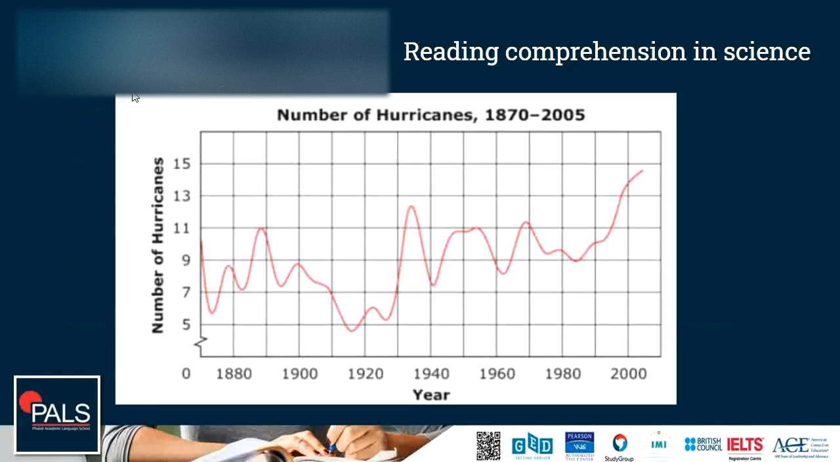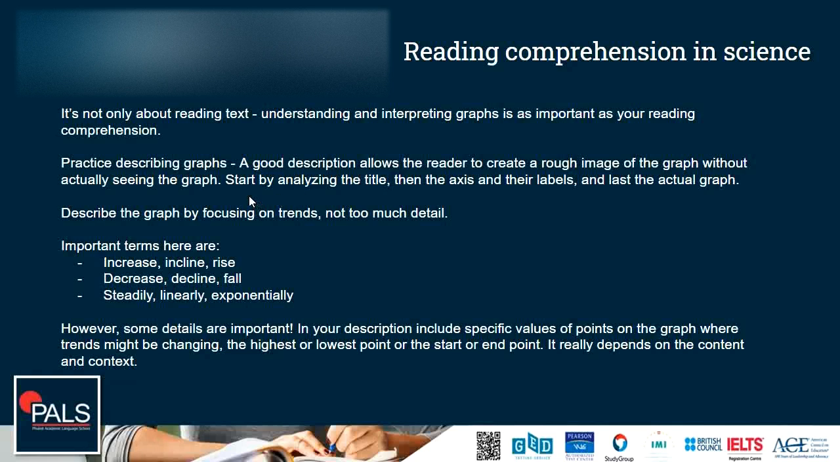So let's go over an example here. I've taken just a random graph here. And how do we approach a graph? Always start by analyzing a graph by looking at the title first and comprehending it. Very often a graph comes with a text, so try to make the connection between the text and the graph.